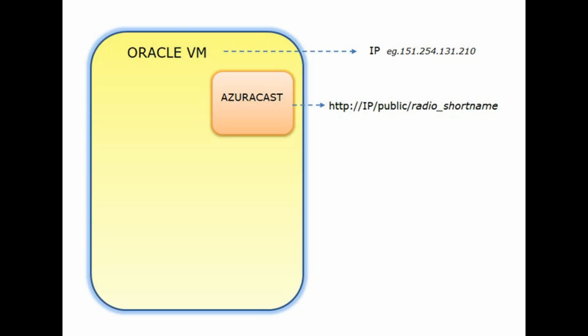You may be interested in the design of my radio station project. Here is a brief description. Step 1. After creating my new Oracle virtual machine and getting its dedicated IP, I then installed AzuraCast software for my radio station. Step 2.